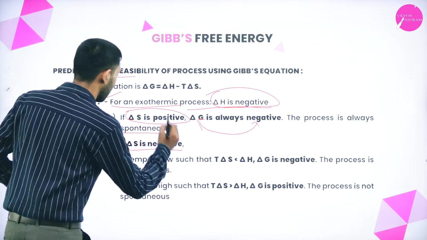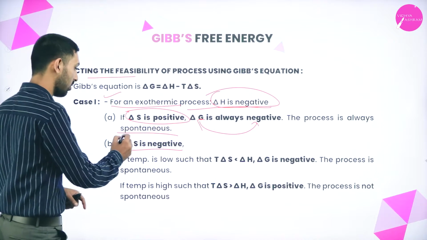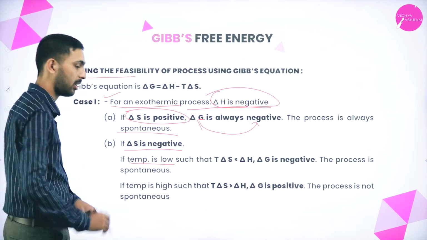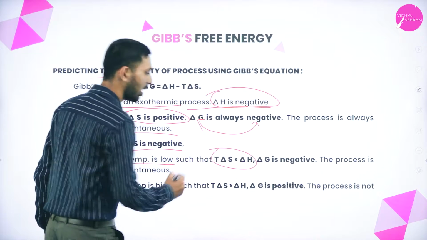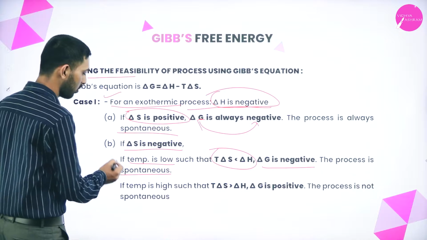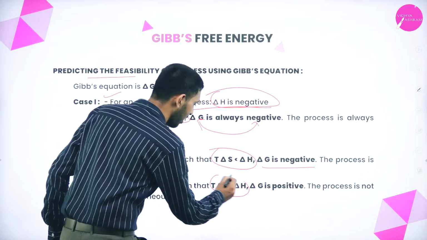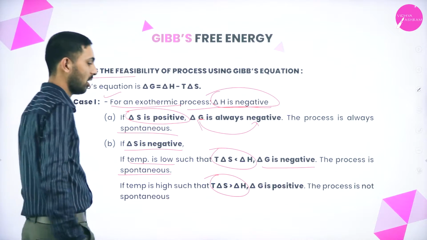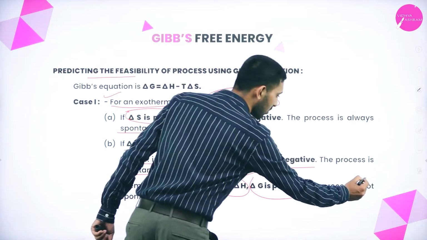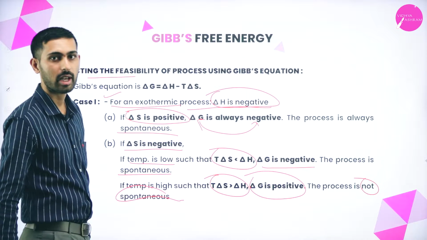First we have taken delta S positive. Next let us take delta S negative. What will happen? If the temperature is low, T delta S is less than delta H, and delta G will be negative, and this process is known as spontaneous process. If the temperature is very high, then T delta S will be greater than delta H, and delta G is positive. This process is known as non-spontaneous process.